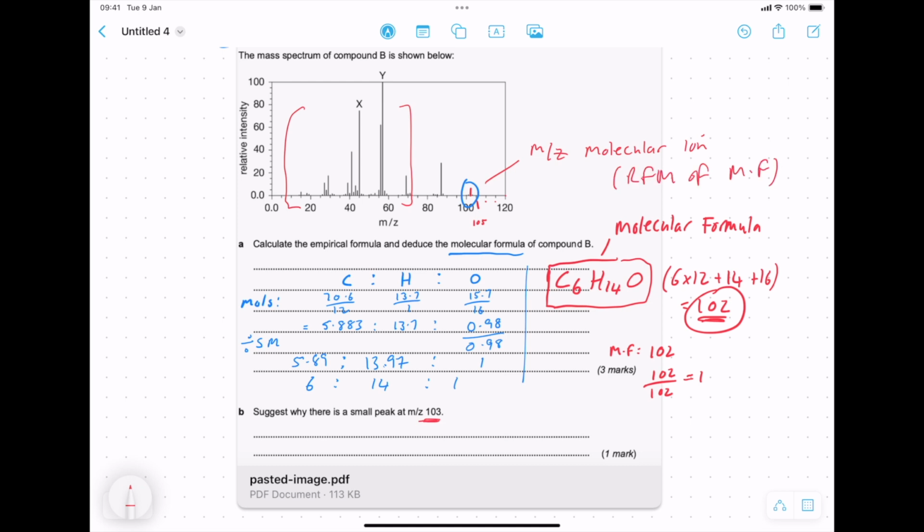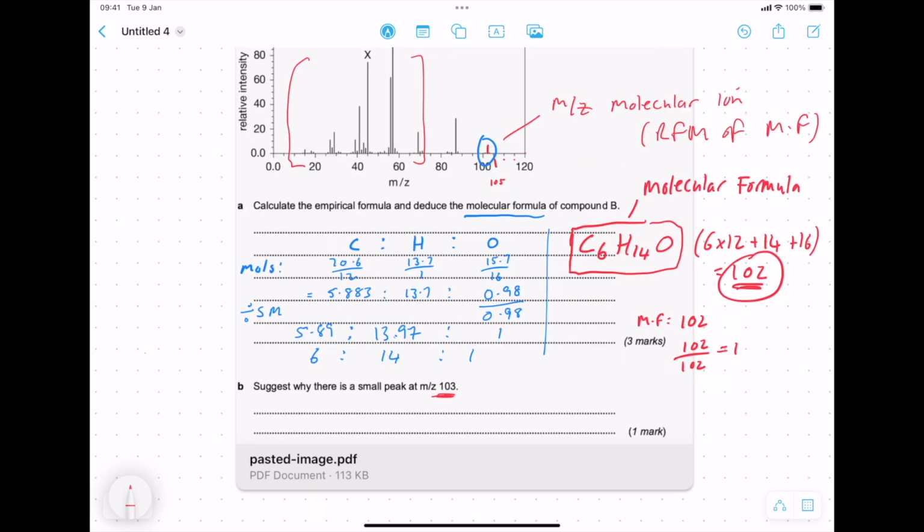We've just worked out the RFM of the molecular formula to be 102, but they're telling us there's actually a tiny peak at 103. So what is the reason for this? The reason is the presence of isotopes. The common isotopes you see are the halogens, like chlorine 35, chlorine 37, bromine 79 and 81, and also carbon, which is what this one is, so carbon 12 and carbon 13. We can see the molecule is only made up of carbon, hydrogen and oxygen, so the fact that it's only 1 unit bigger suggests the presence of carbon 13.